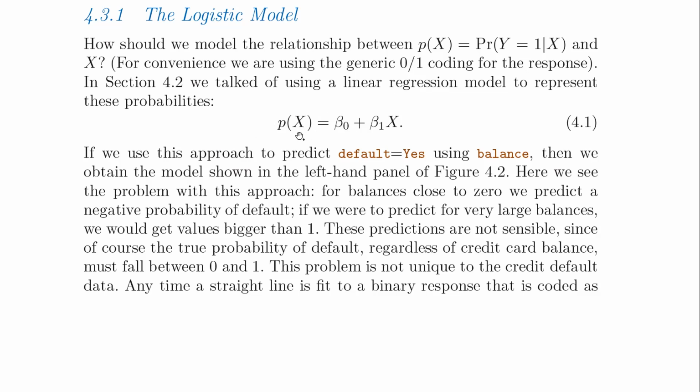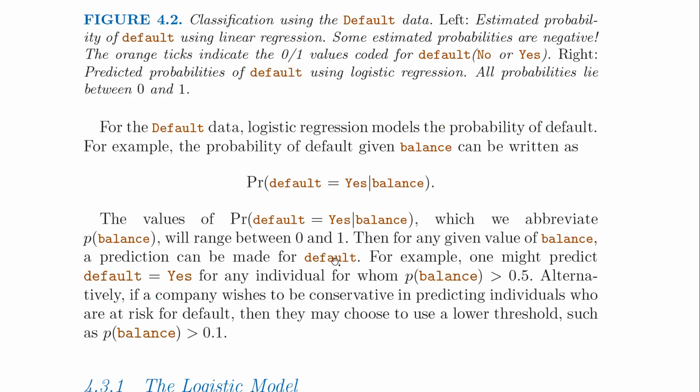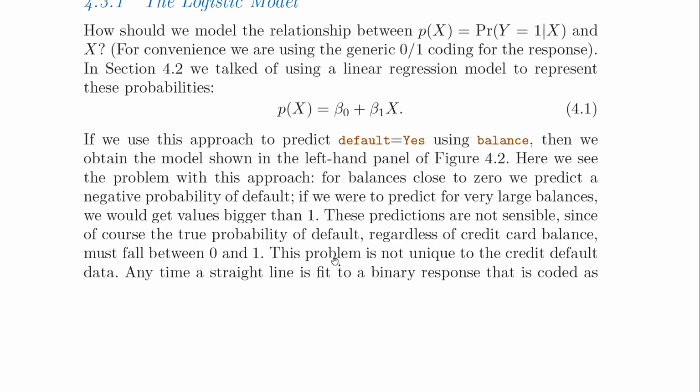The probability of default given x is equal to something in some relationship with x in the expression describing the relationship. If we use this approach to predict default equals yes using balance, then we obtain the model shown in the left-hand panel. This is what we discussed earlier. Here we see the problem with this approach. For balances close to 0, we're predicting a negative probability, and for very large balances, probability will exceed 1. These predictions are certainly not sensible, since of course the true probability of default, regardless of credit card balance, should really fall between 0 and 1.